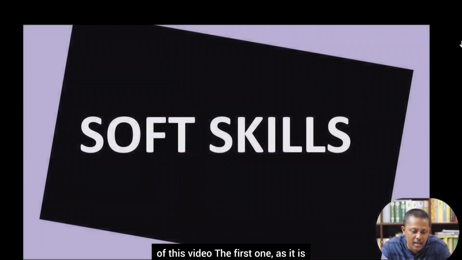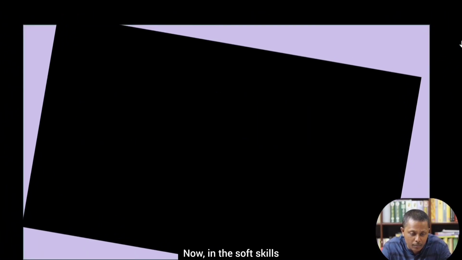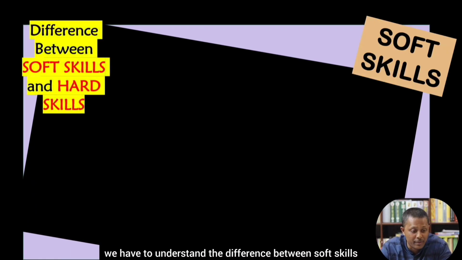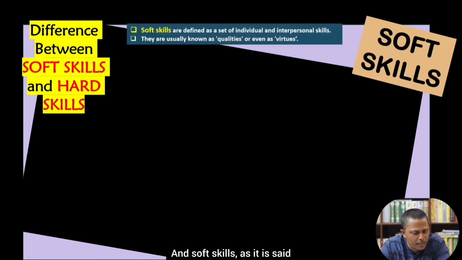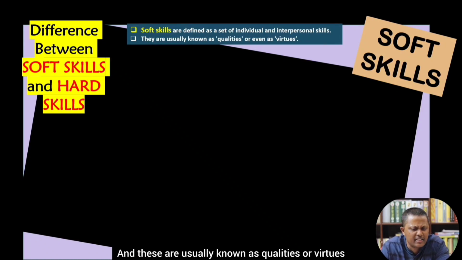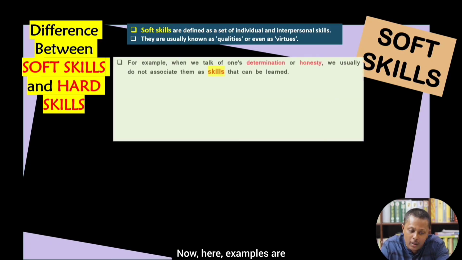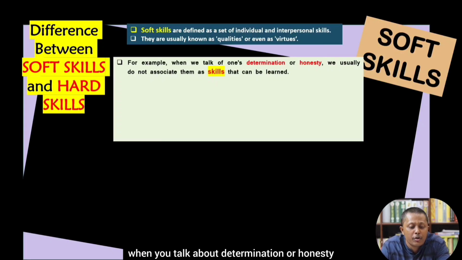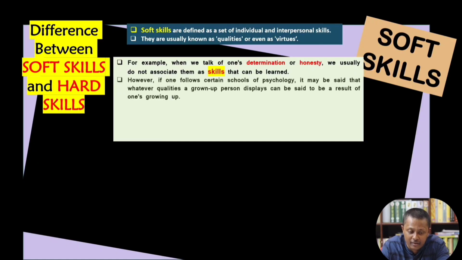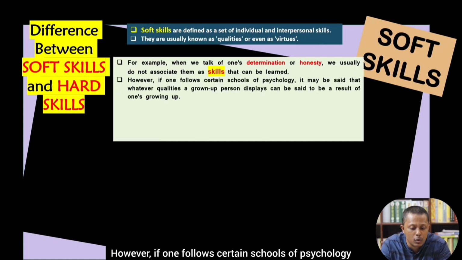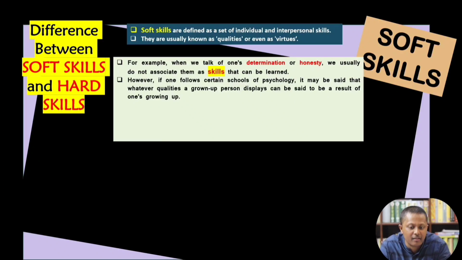The first one, as it is, what are soft skills? Now, in these soft skills, we have to understand the difference between soft skills and hard skills. And soft skills, as it is said, are defined as a set of individual and interpersonal skills, and these are usually known as qualities or virtues, as we have already understood. Now, examples are when we talk about determination or honesty, we usually do not associate them with skills that can be learned. However, if one follows certain schools of psychology that I have mentioned earlier, it may be said that whatever qualities a grown up person displays can be said to be a result of one's growing up.